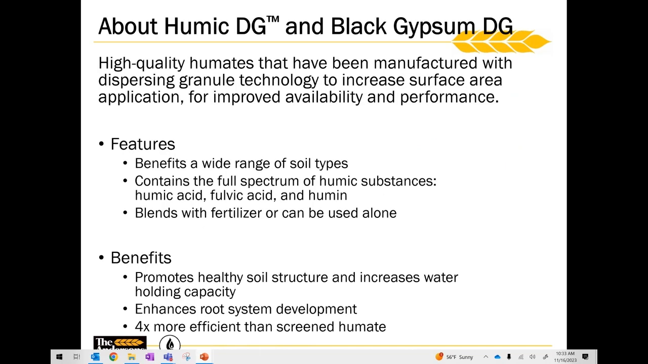So what we're really looking at here is getting that full spectrum in terms of our carbons or our humic substances. These things blend really nice, and we really get a nice plant response from these things, whether it's going to be in a band, a strip till, or in that broadcast environment.